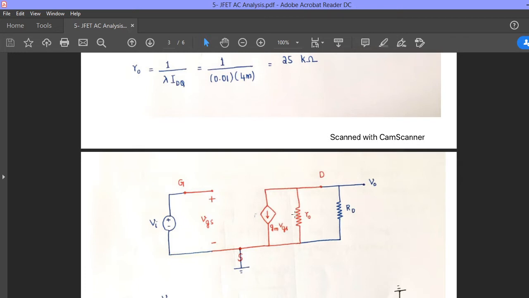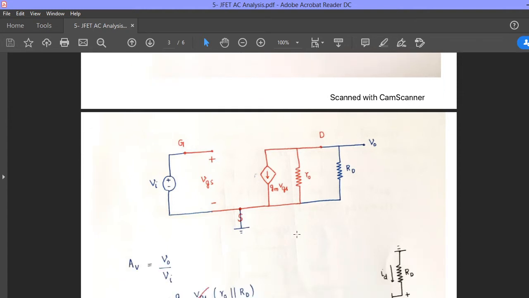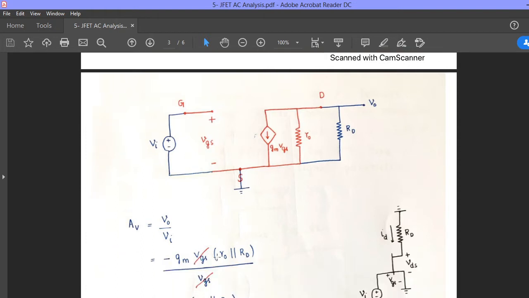And now putting all the values, gm, VGS we know, r0 we know, we can see while calculating Av, Av is equal to V0 by Vi. So Vi we can see is equal to VGS. We will put the value in the denominator as VGS. And now V0, while calculating V0 value, we can see current is going in opposite direction.